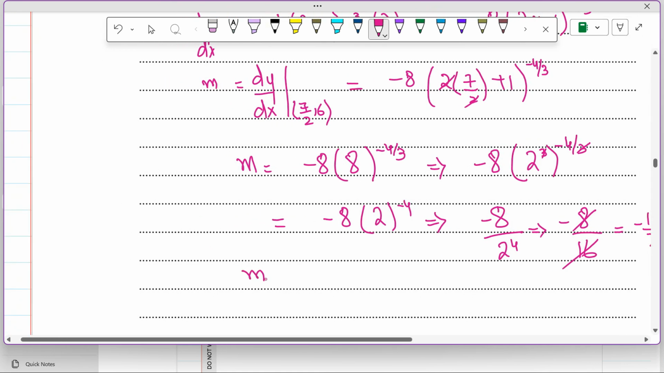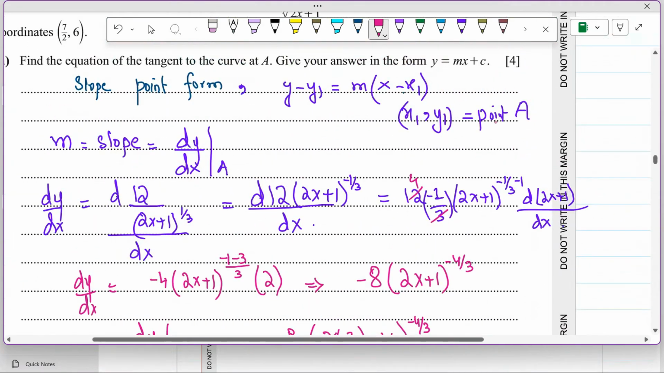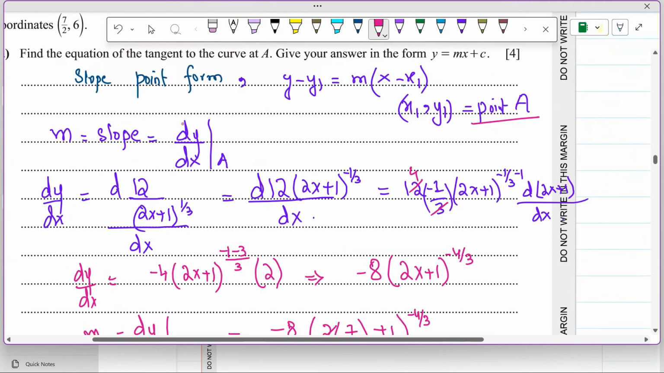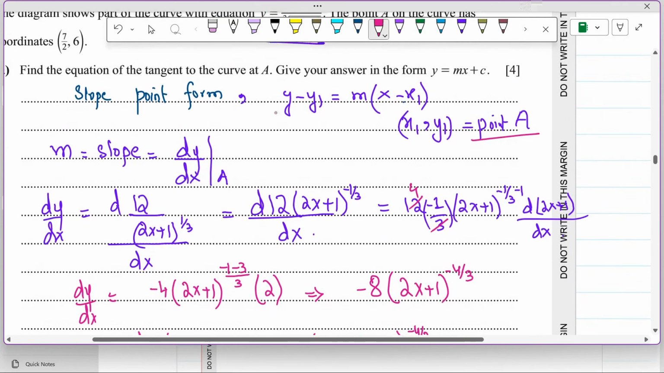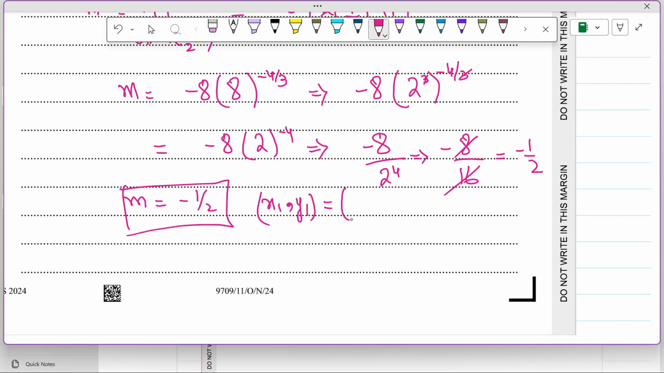So we have calculated the slope, which is negative 1 over 2, and we have the point A. So we can apply the slope-point form, where x1 and y1 are 7 over 2 and 6.